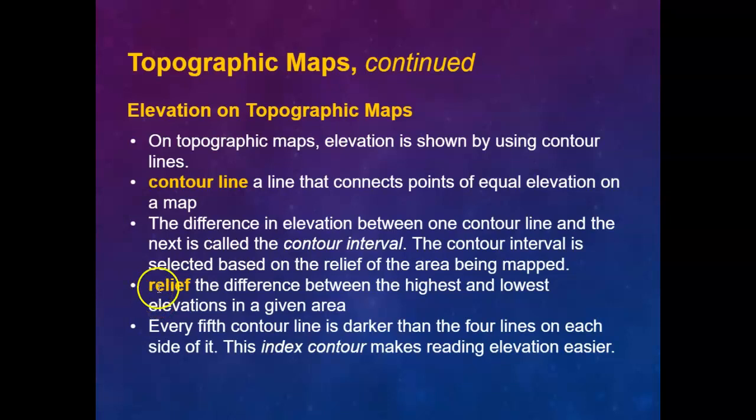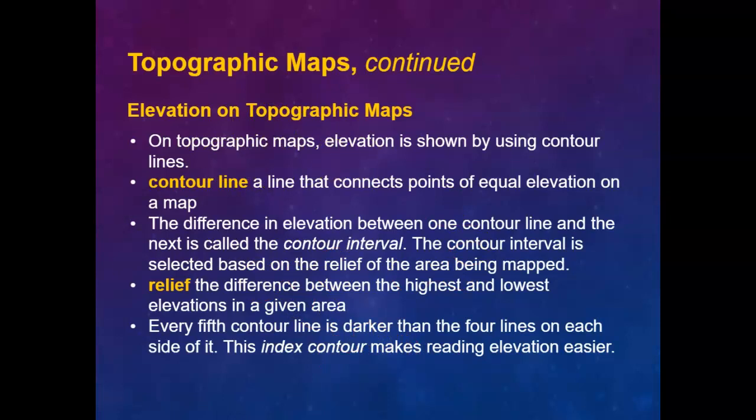On the notes, it also asks you what a relief is. A relief is the difference between the highest and lowest elevations in a given area. So let's say, for example, you're looking at a map of a mountain, and that mountain goes all the way from 0 to 1,000. The relief would be 1,000, because that's the difference between 0, the lowest point on your map, and 1,000, the highest point on your map.